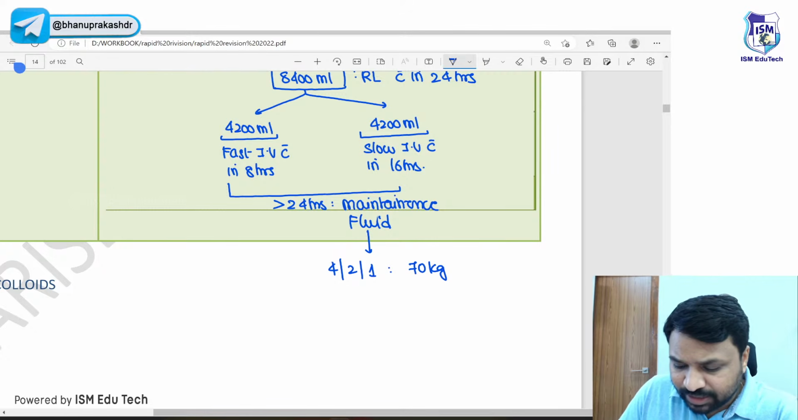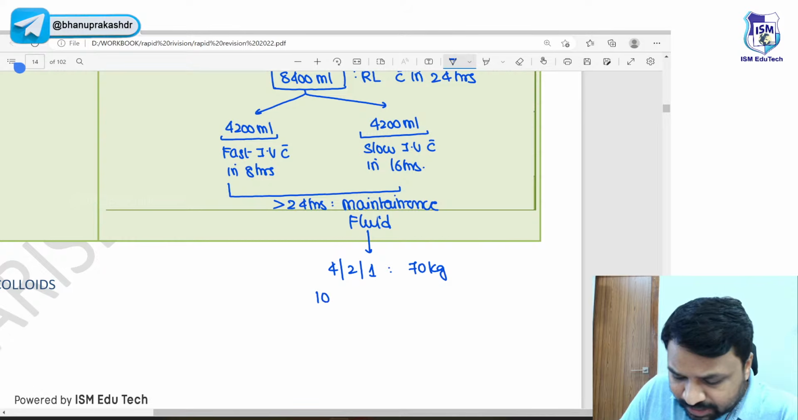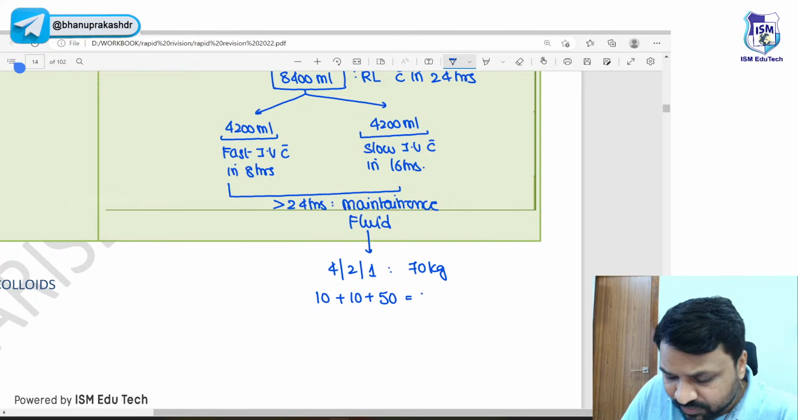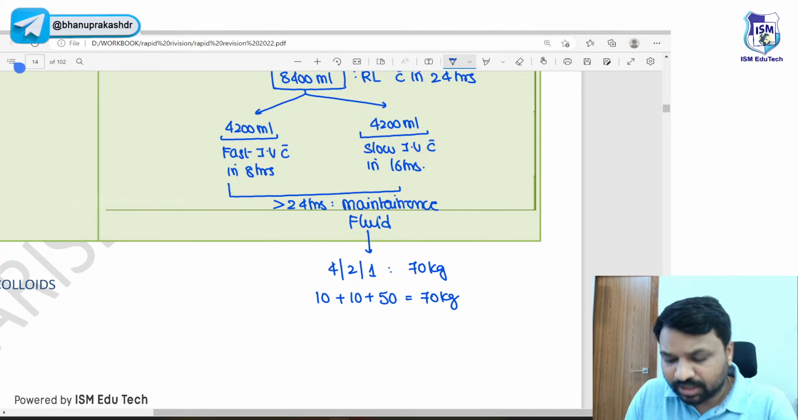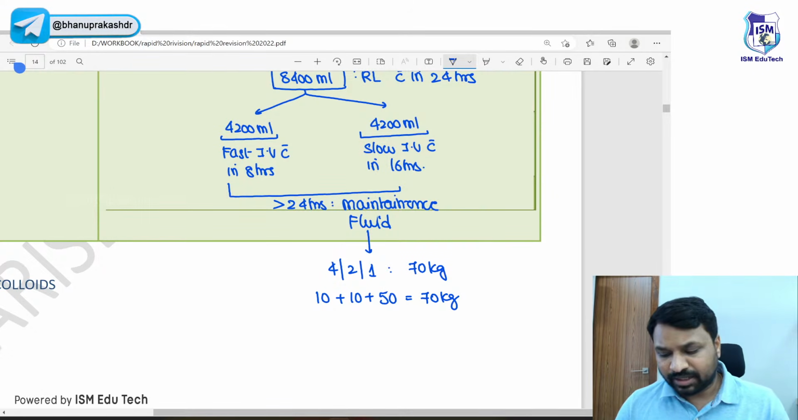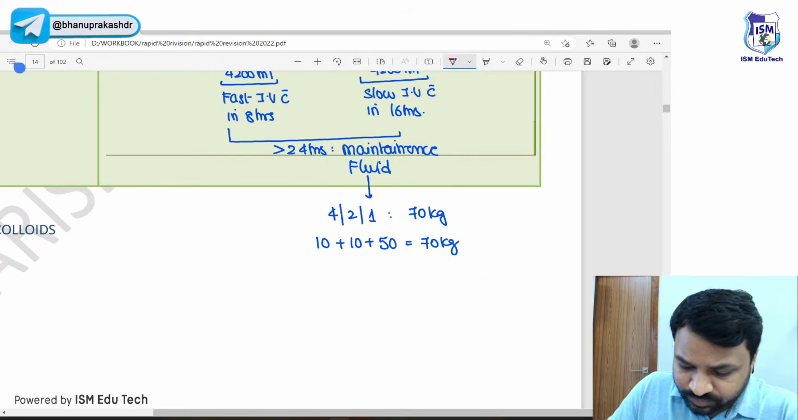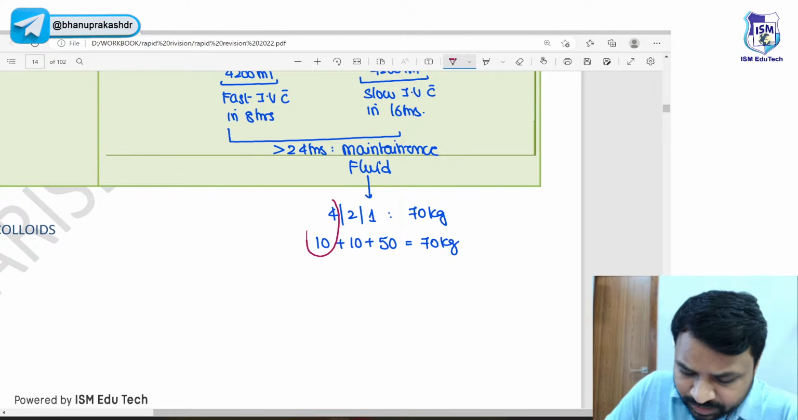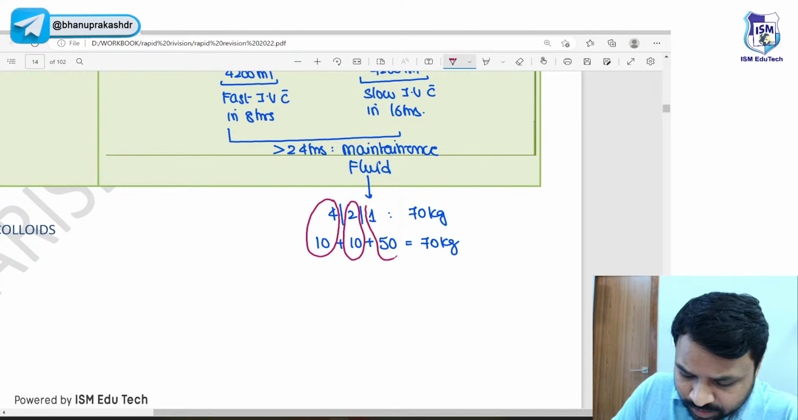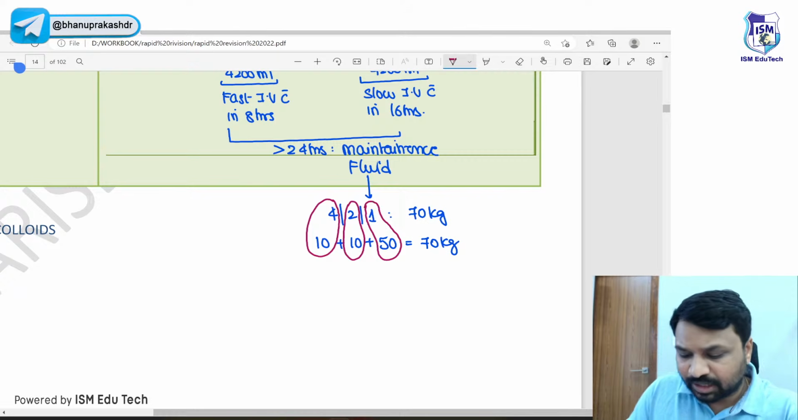I have a patient who is 70 kilograms. For this 70 kilograms, I can write the first 10 kilograms, the second 10 kilograms, and the rest of the body weight, that is 50, so total it is 70 kilograms, right? Now we say for the first 10 kilograms, we'll give 4 ml per kg. For the next 10 kilograms, I will give 2 ml per kg. For the rest of the body weight, I will give 1 ml per kg.